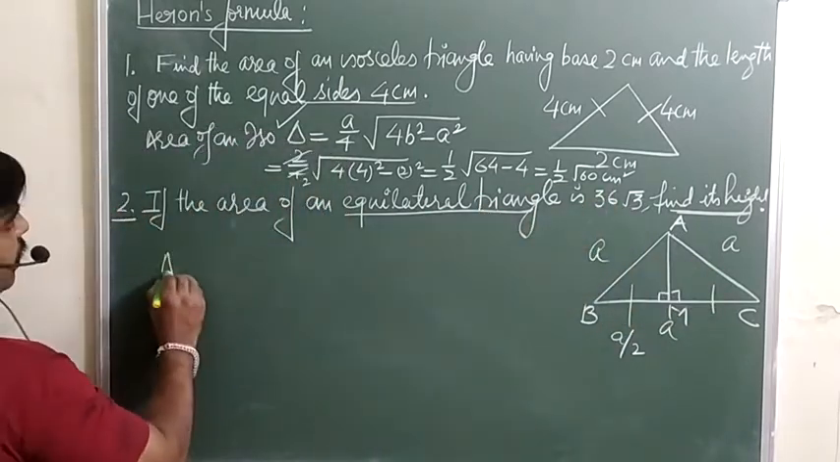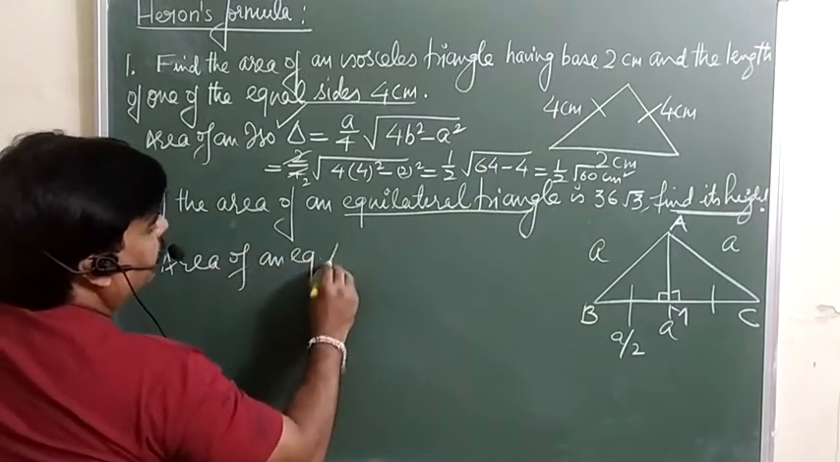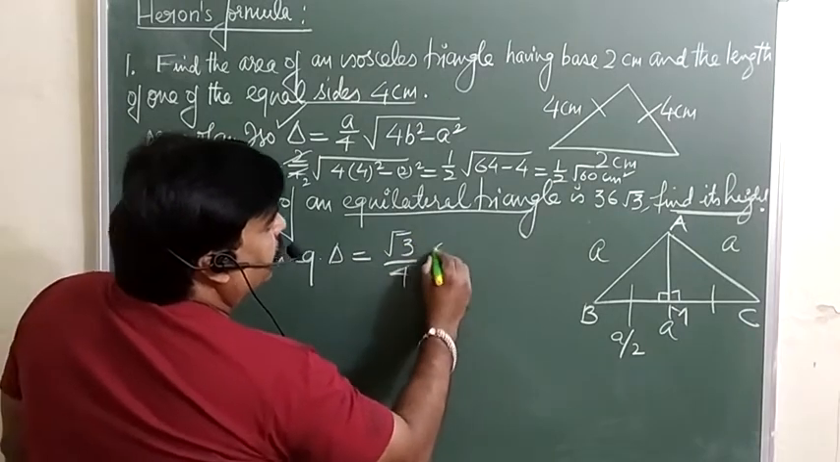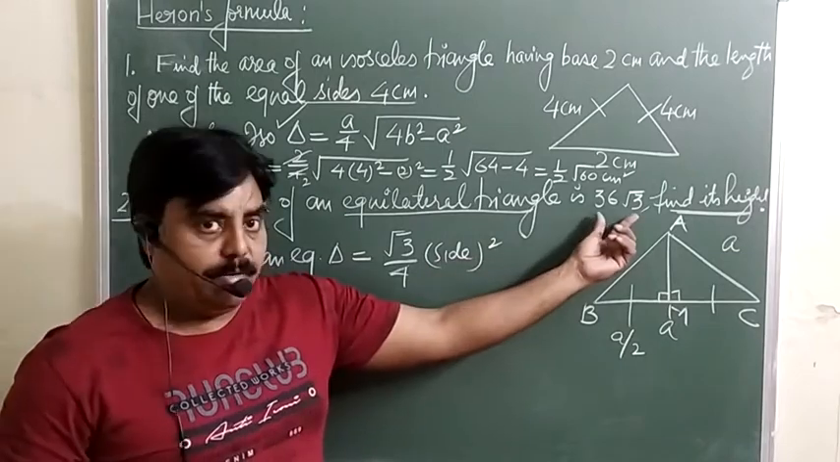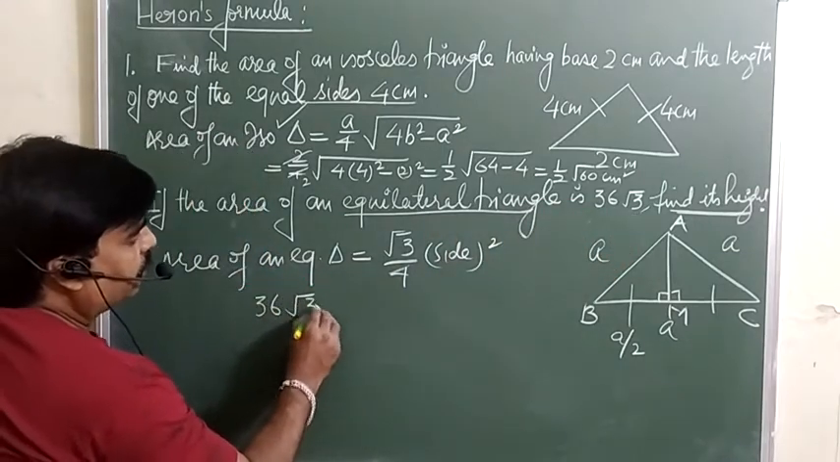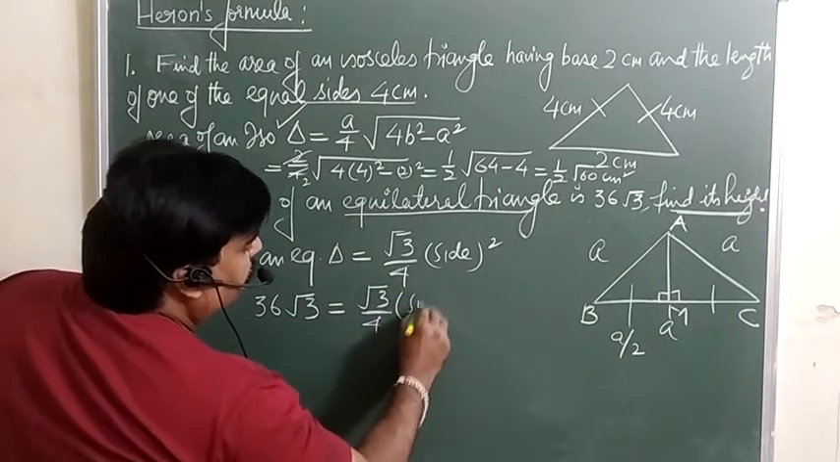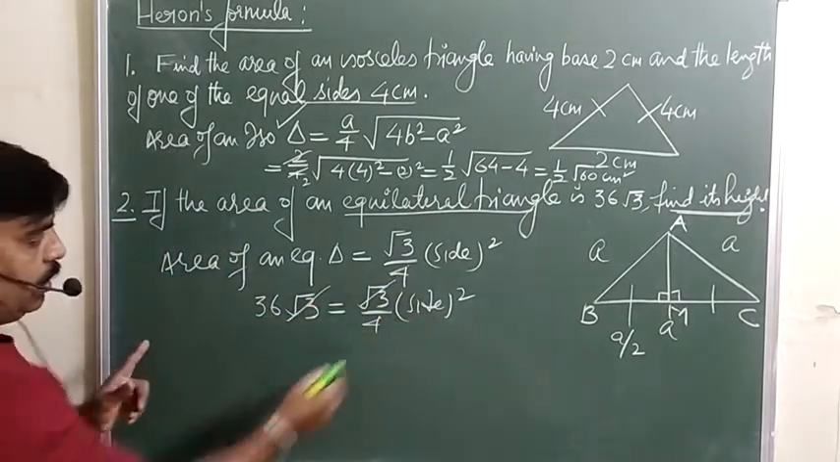कैसे देखिए? Area of an equilateral triangle formula क्या होता है? Root 3 by 4 into side square. But the area is already given. ये area हमको already given है. You can put here 36 root 3 is equal to root 3 over 4 into side square. So root 3 and root 3 you can cancel. You can multiply by 4.